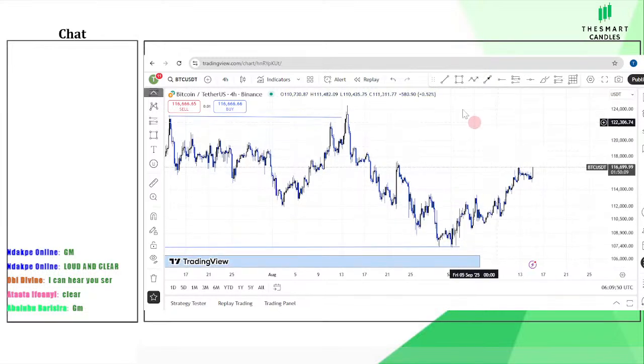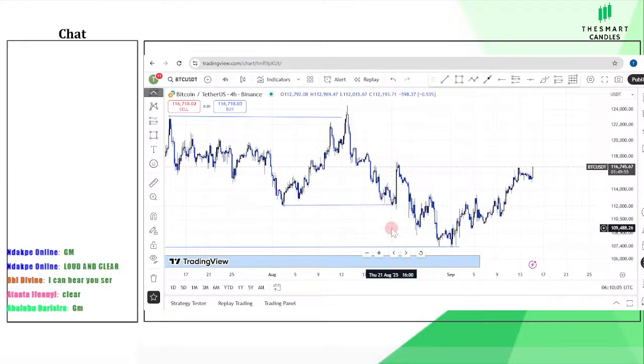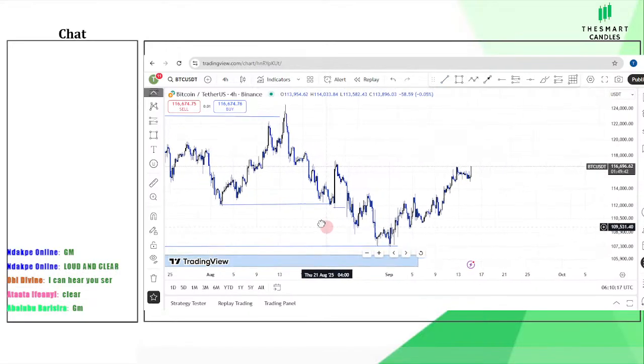Looking at the major lows and highs on the 4 hours, this was a major break to the downside at this point. We had a market sweep. That was the market sweep, and this was where we had a break to the downside on the 4 hours at this point. We had a major break.